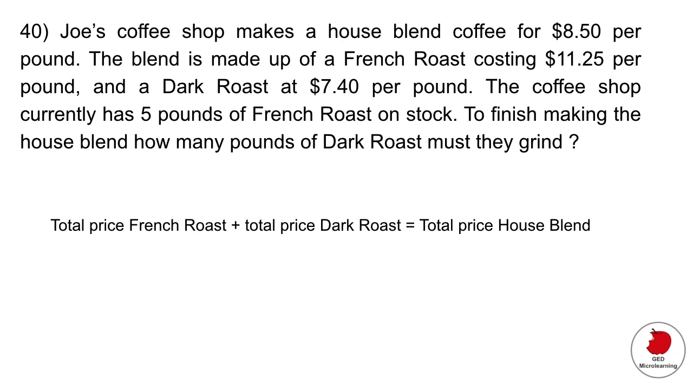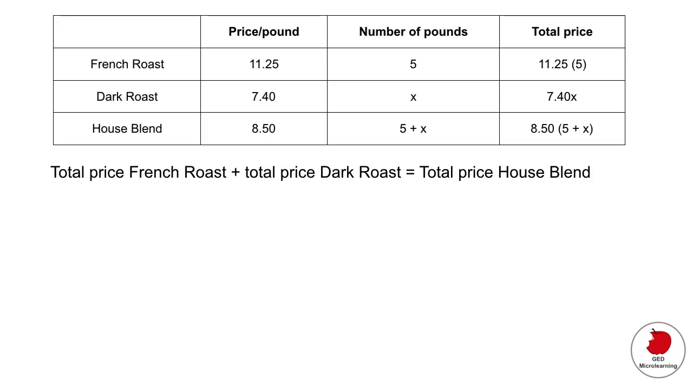Okay, so this would be the equation that you want to set up, in words. The total price of the French roast plus the total price of the dark roast is going to give you the total price of the house blend. So what you want to do is take this information from the table that you just figured out before, and substitute those values in. And then the next step would be to use the distributive property, so basically multiply the right side of the equation out.